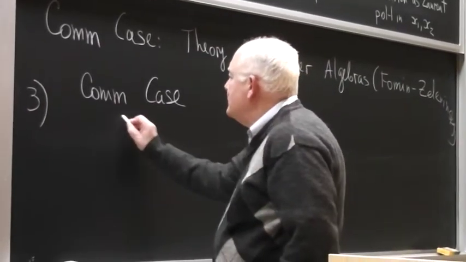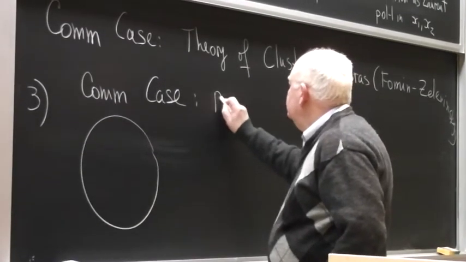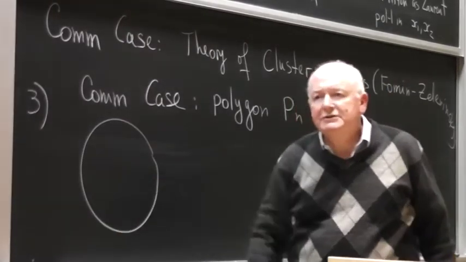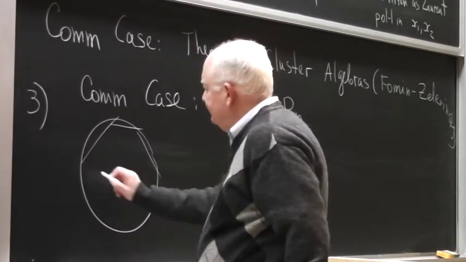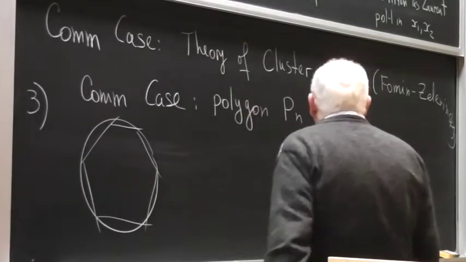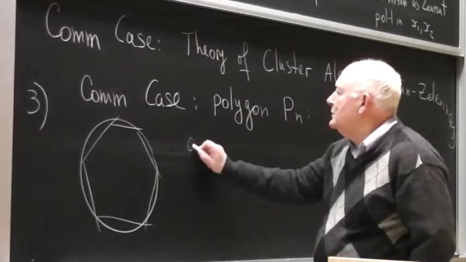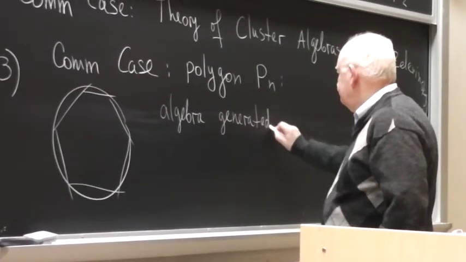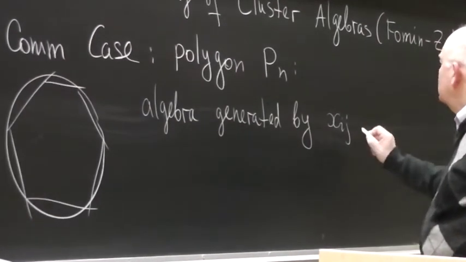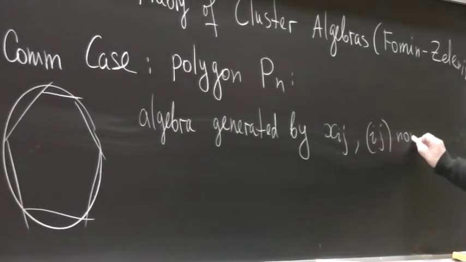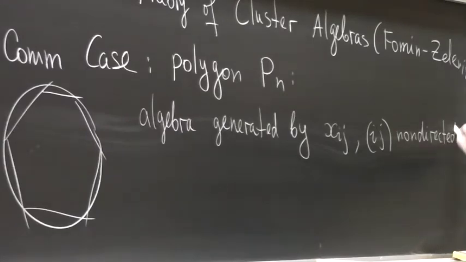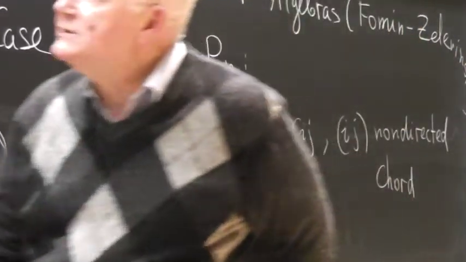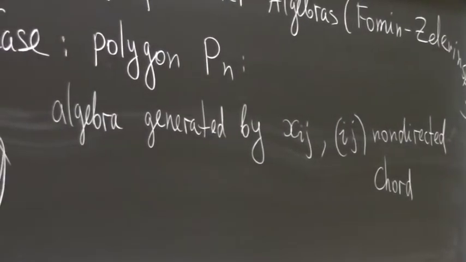Let's assume that you have a polygon P_n, which, suppose, is inscribed in a circle, or something like this. And you consider an algebra generated by x_ij, where ij is a non-directed chord. And you impose the following condition. It's important for me, so I will put it in the center.